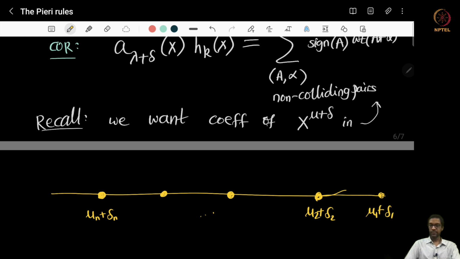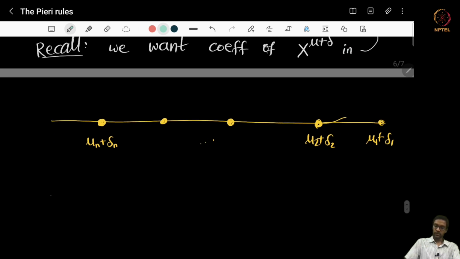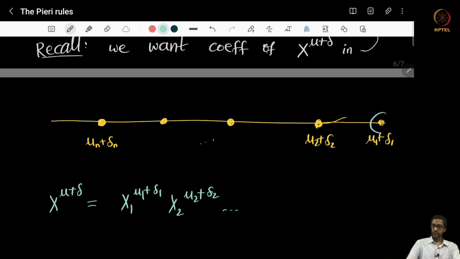Okay, so that's what it means to say if I am looking for the coefficient of x to the mu plus delta. In fact I know which beads I want, I know the bead labels as well, right? Because what does x to the mu plus delta mean? So recall, x to the mu plus delta is just x1 to the mu1 plus delta 1, x2 to the, and so on. So in other words, I have to put x1 here, x2 here, and so on. Excellent. So I want to put those beads.